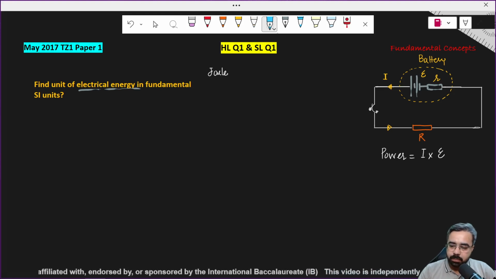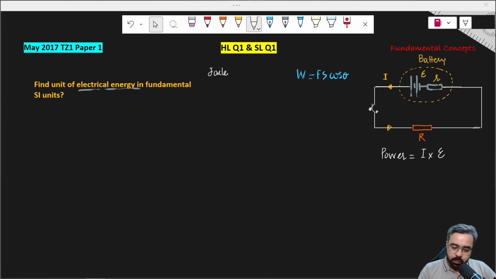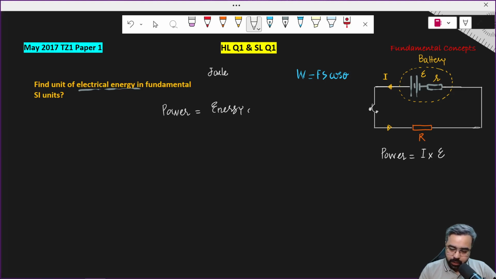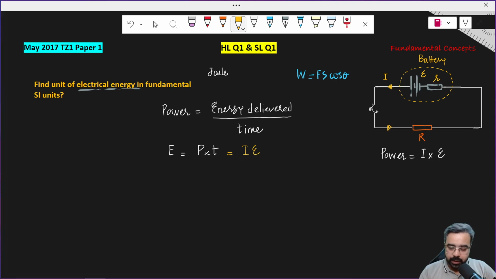Okay, you can use a simple equation W = Fs cos theta to find the unit of energy in terms of fundamental SI units, but we will take this specific circuit and its equation to find the final answer. So power is equal to the energy delivered to the circuit per unit time. So if you want to find the energy, you have to multiply the power by the time. Since the power equation for the electrical circuit is I multiplied by the EMF, the energy is I multiplied by the EMF multiplied by the time, so we will find the unit from this equation.